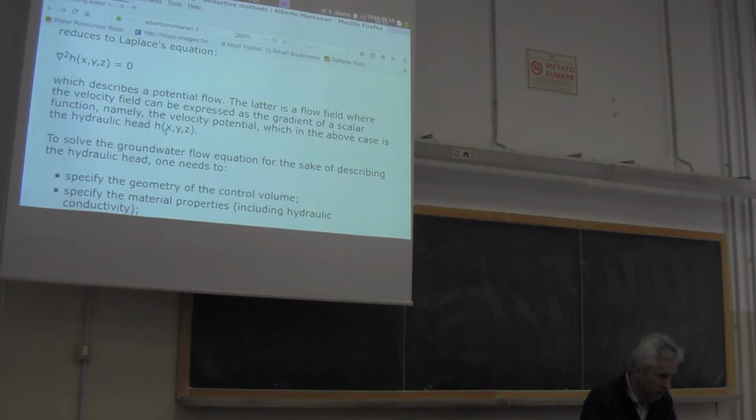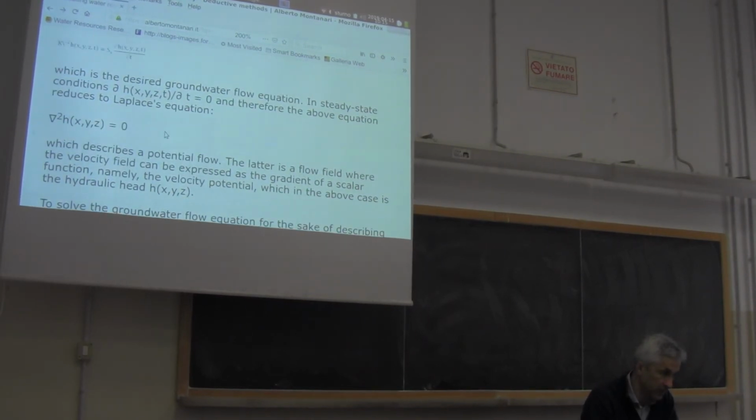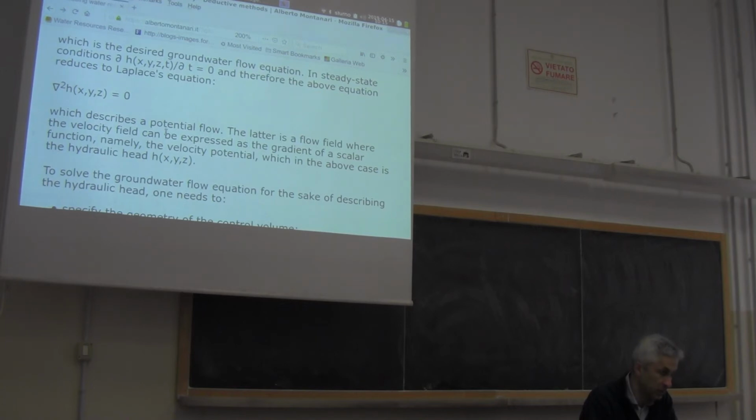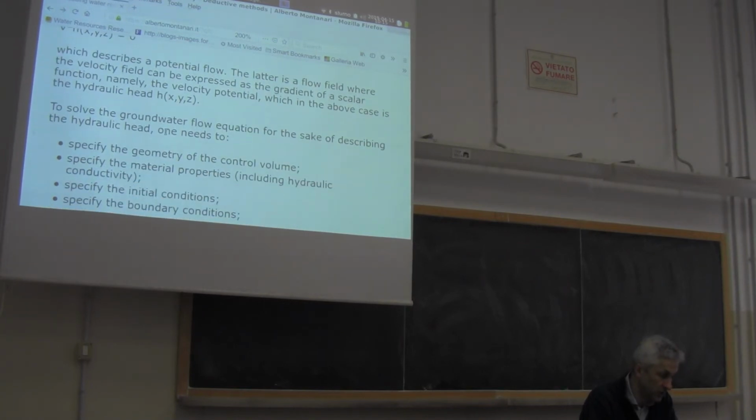Okay. Now, to solve this equation, we need to integrate it. The groundwater flow equation is a partial differential equation, and therefore we need to solve it, and to specify the geometry of the control volume. This is not easy, because you need to specify the geometry of an aquifer, which is something that you cannot observe. So let's suppose that this aquifer is also characterized by different hydraulic conductivities.